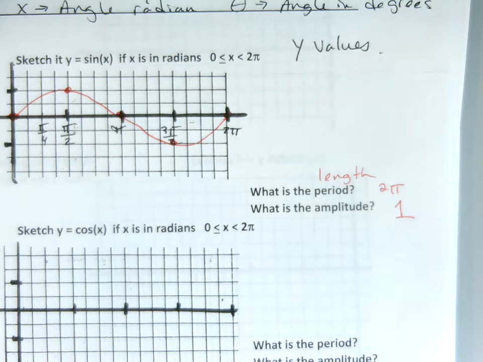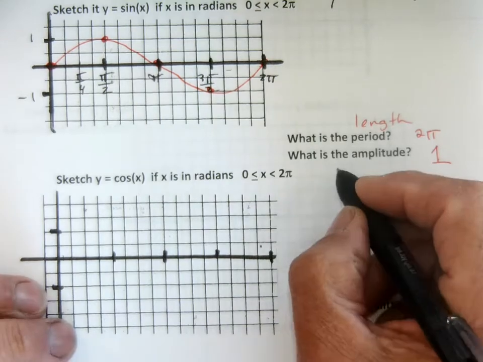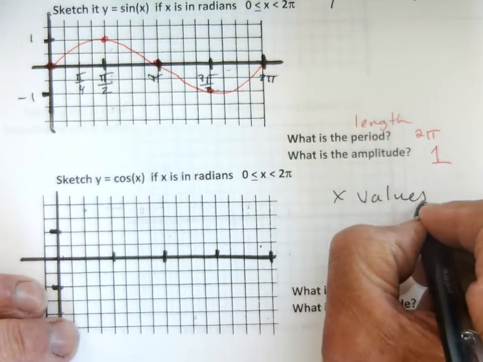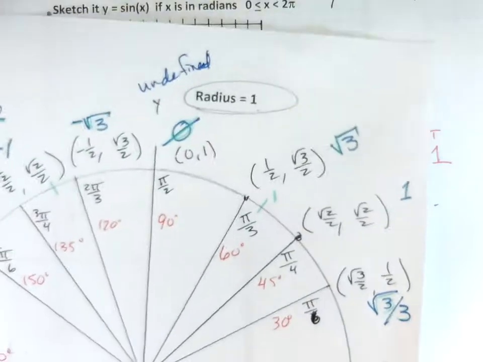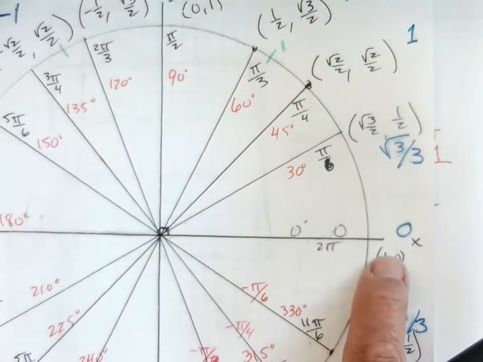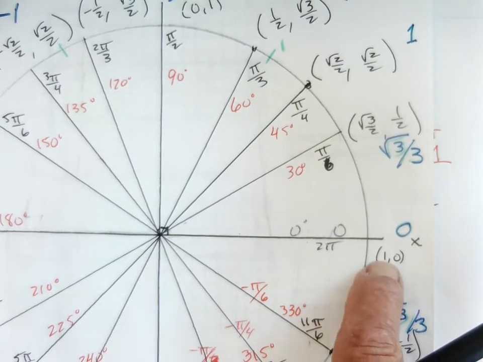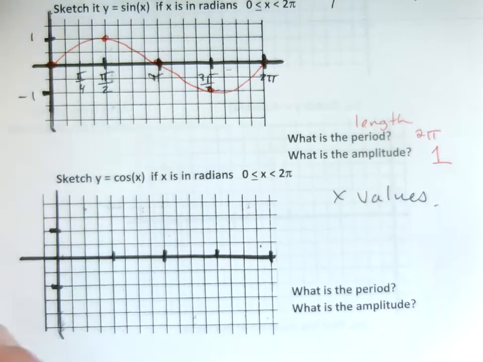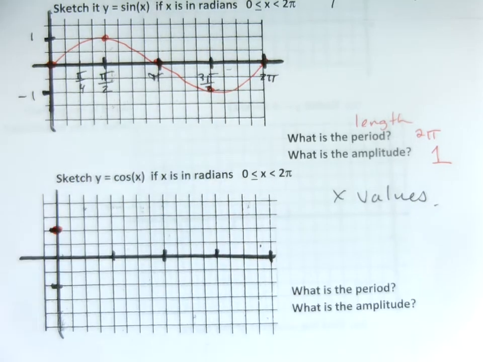Okay, now the cosine's different, because the cosine happens to be the x values, right? The cosine is my x values. I can put it on the calculator, but let's just get it from the unit circle. So if it's the x value, what's the x value at 0 radians or 0 degrees? It's 1, right? Think about this. At 0 the x value is 1. So cosine starts up at 1. Okay, so let's label this 1.